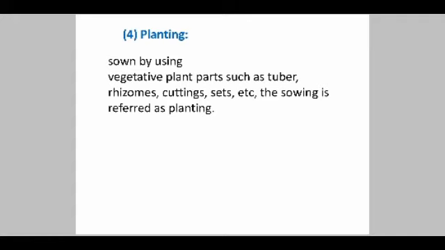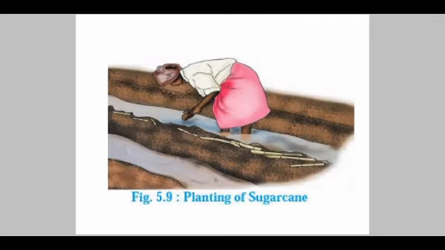Next is planting. When the crop is sown using vegetative plant parts like tuber, rhizome, or cuttings, such as seed cane of sugarcane, a large area is required. So a handmade technique is used.